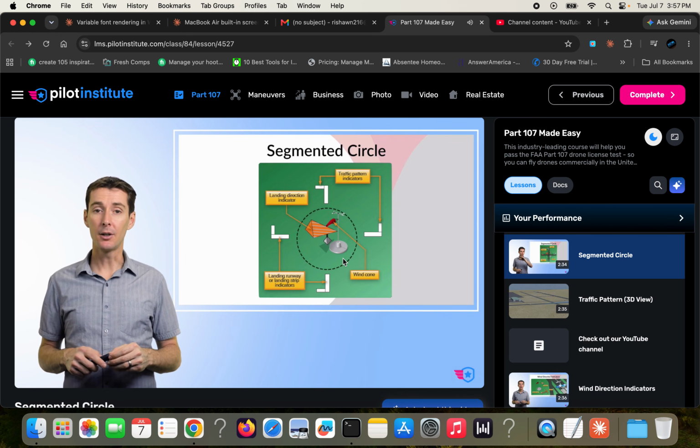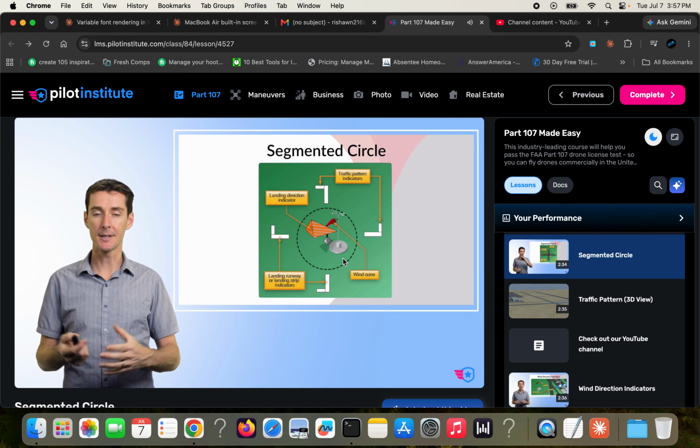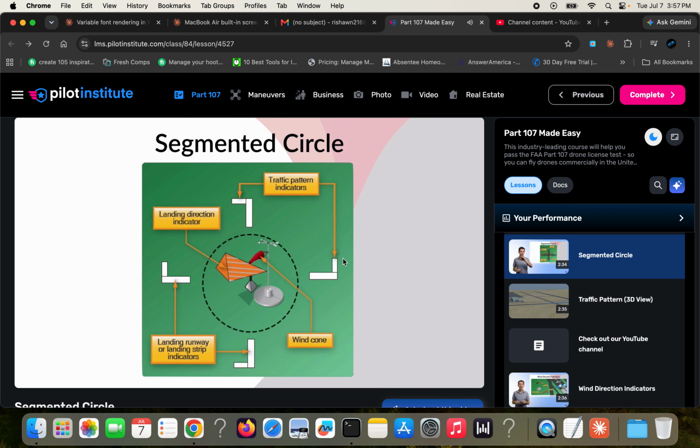Another thing that we have in here is called a segmented circle. Now, this is something that you would see from the air. This is something that would be painted on the ground. And this is something that pilots use to figure out where the traffic pattern is for a specific runway. Now, what I want you to look at right here is several things.